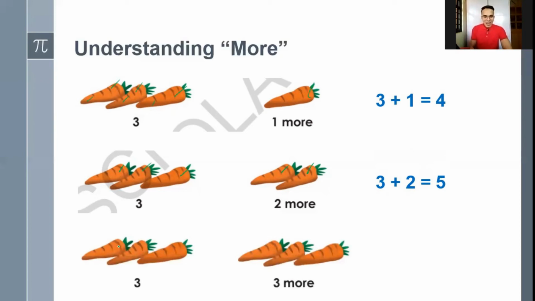Next, I have here 3 carrots and I have 3 more. So how many carrots do I have in all? Let's count. 1, 2, 3, 4, 5, 6. I have 6 carrots altogether now. So our addition sentence is 3 plus 3 equals 6.